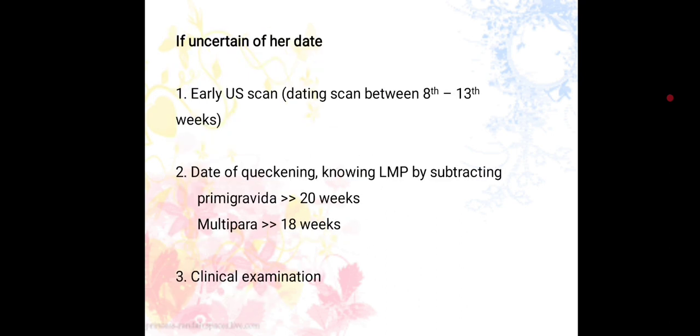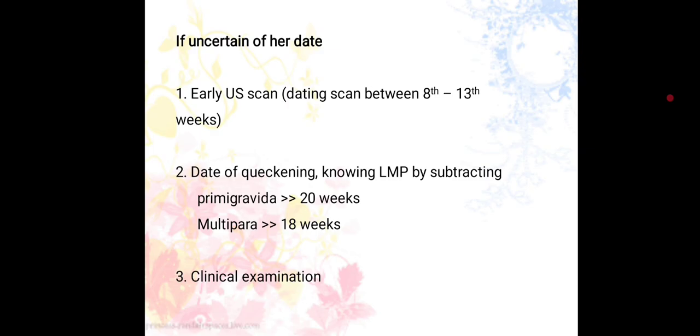If the patient is uncertain of her date and doesn't know her last menstrual period date, we can calculate the expected date from an early ultrasound scan, which is the dating scan, or by the date of quickening. Quickening is the first appreciation of fetal movement by the mother, in primigravidas usually around 18 to 20 weeks of gestation, and in multiparous women between 16 to 18 weeks of gestation. So we can know the LMP by subtracting 20 weeks from the date of quickening in primigravidas and subtracting 18 weeks from the date of quickening in multiparous patients.